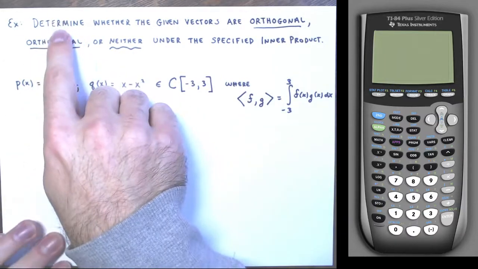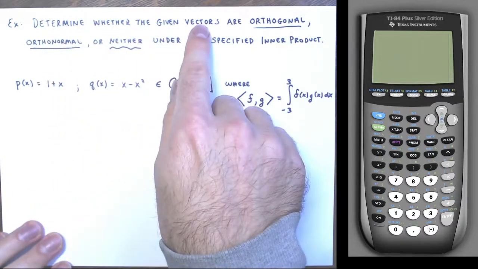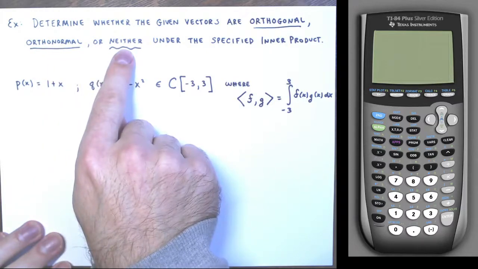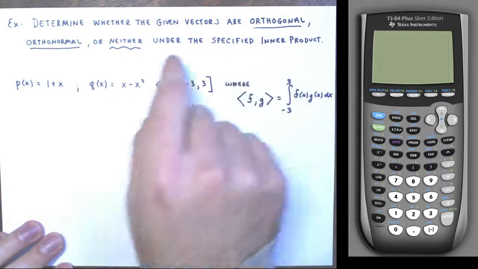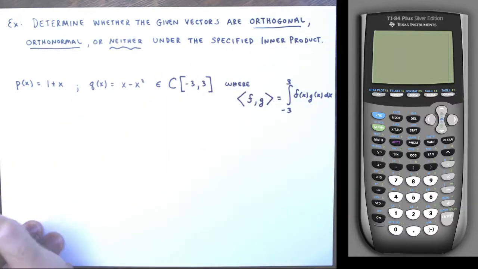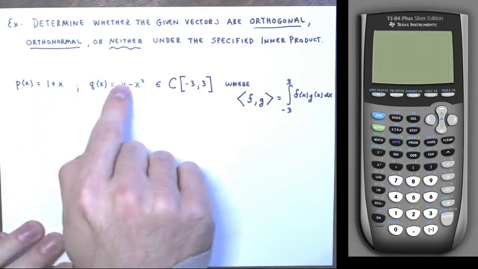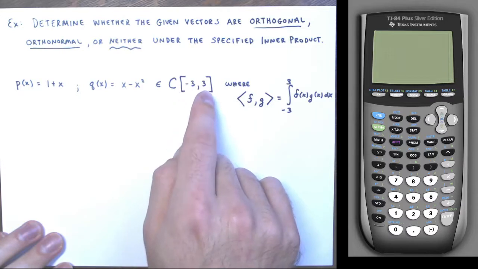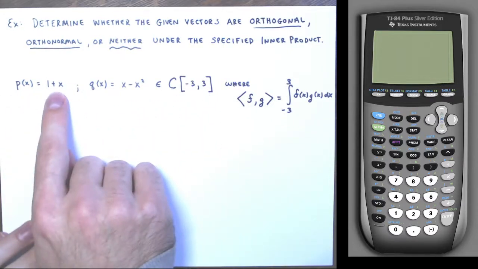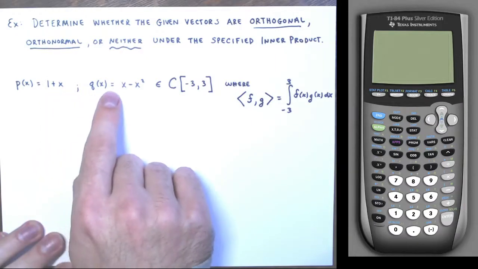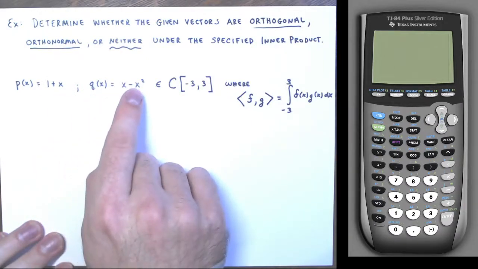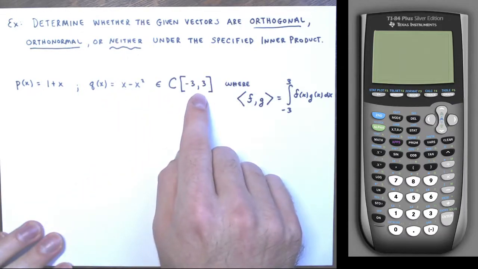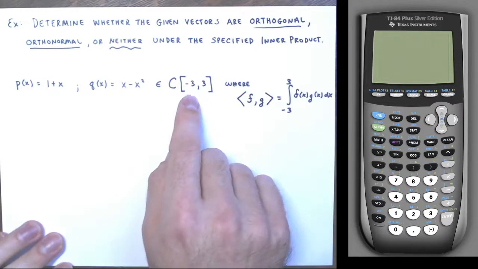So I'm asking myself to determine whether the given vectors are orthogonal, orthonormal, or neither, under the specified inner product. Right, so pay attention to the inner product. My vectors here are functions that are continuous over the interval from -3 to 3. p of x is 1 plus x, q of x equals x minus x squared. These are polynomial functions, so they're continuous everywhere, and definitely continuous on the closed interval from -3 to 3 on the real number line.